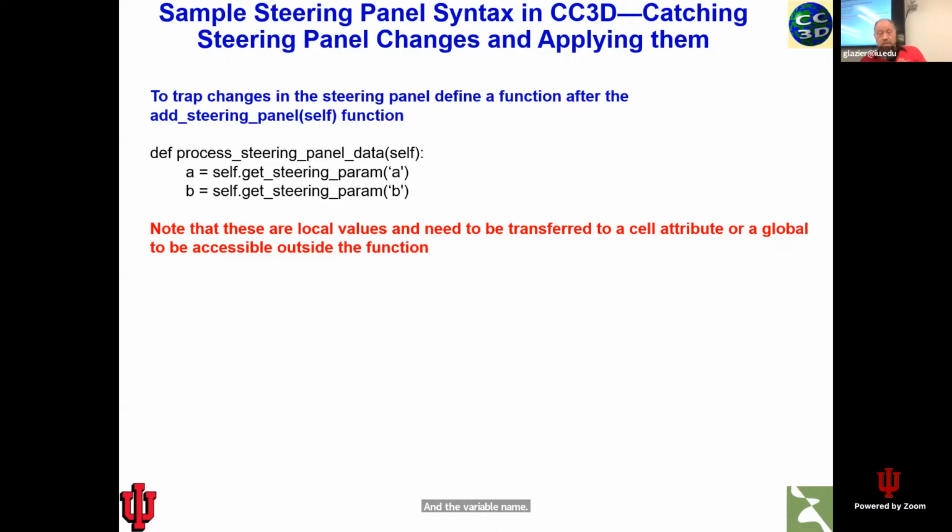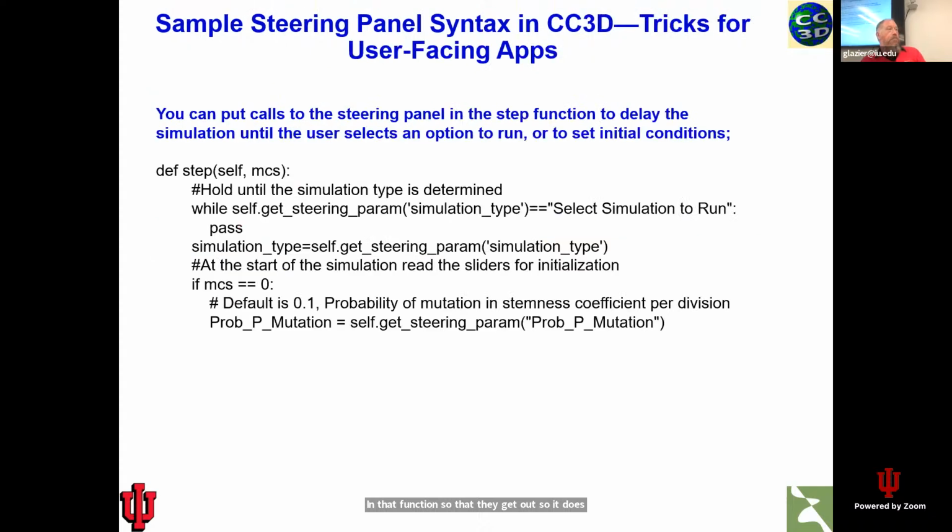Now, if that's all we do, when we exit the function definition, we lose those values of A and B. Those values of A and B are local to the function definition. And so we typically are going to have to write the values, overwrite the values in that function so that they get out, so it does something. Okay.